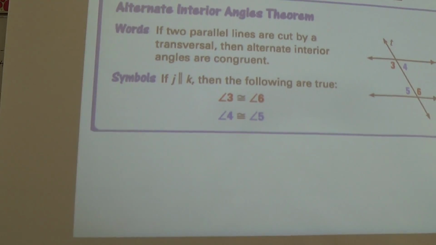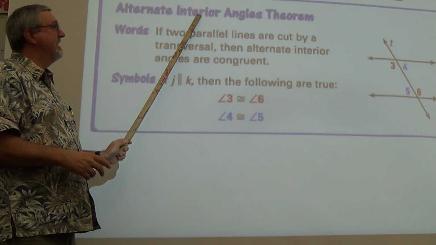Here's the second one, alternate interior angles. This is not the one you were talking about yet, David. Darn it. So alternate interior angles means what it says. If they're alternate, they're on alternate sides of the transversal, alternate sides of the parallel lines, and they're interior.